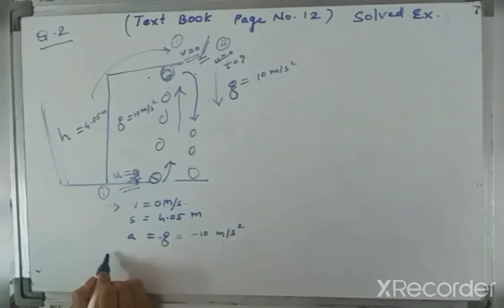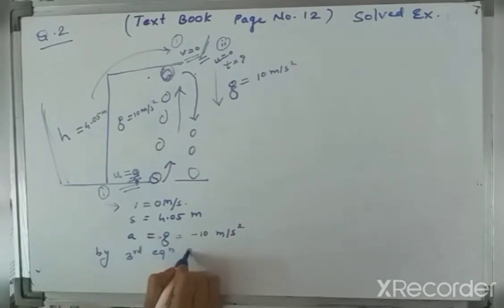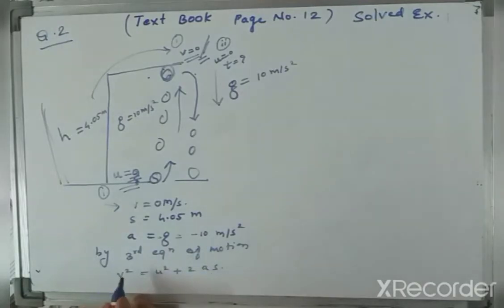Now by third equation of motion, v square is equal to u square plus 2as. Final velocity is 0. 0 square is equal to u square, we have to calculate, plus 2, gravitation is negative 10. Remember, this negative sign is not for anything else. It is for the direction. It is for the direction. And multiplied by distance 4.05.